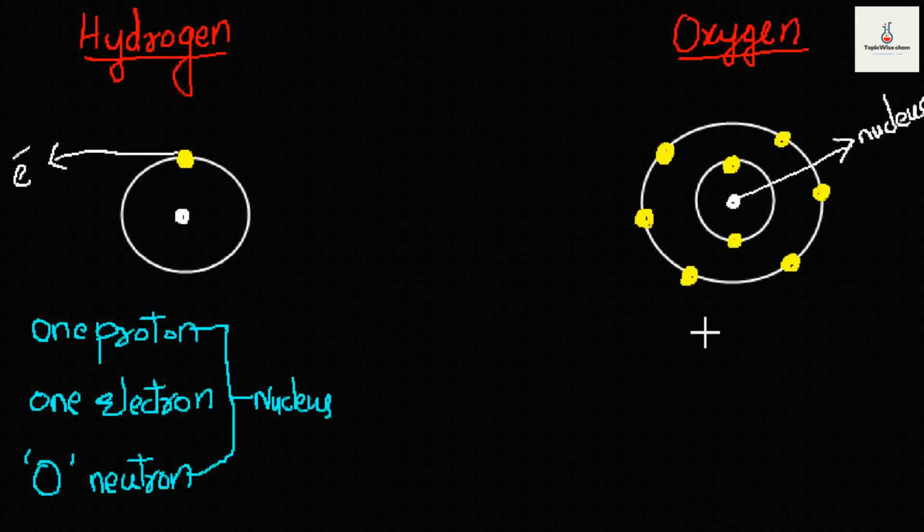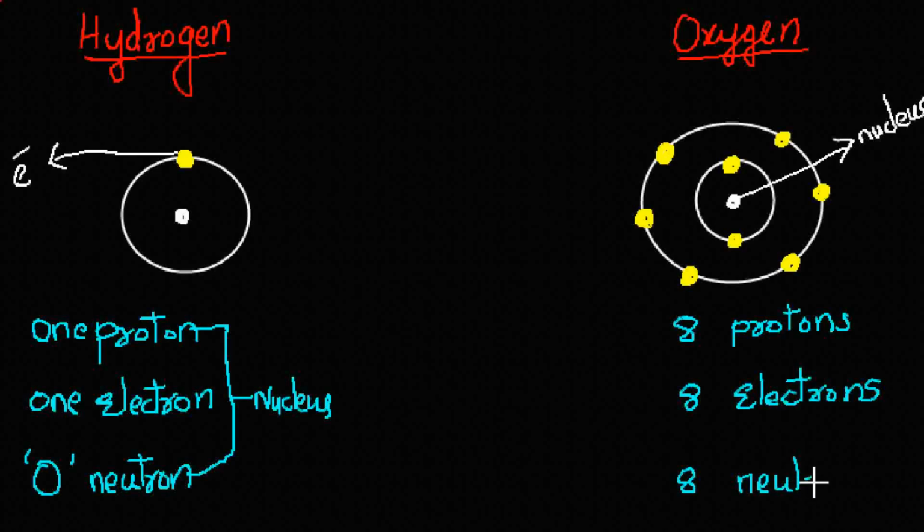On the other side, if you look at oxygen, we have several yellow dots and one white dot at the center of this oxygen atom. So that's the nucleus, as we discussed. The nucleus consists of protons and neutrons. Here in the case of oxygen, we have 8 protons, 8 neutrons, and the yellow dots are electrons, which are also 8 electrons.